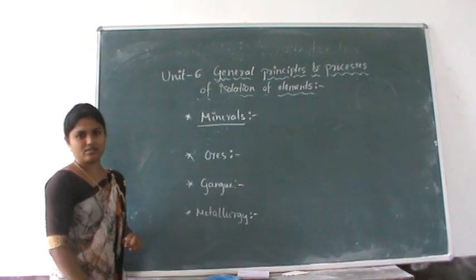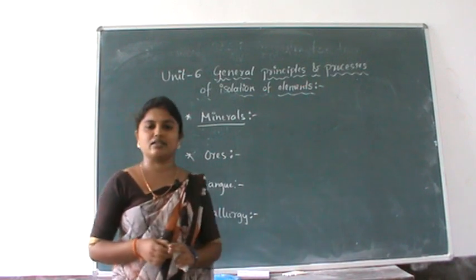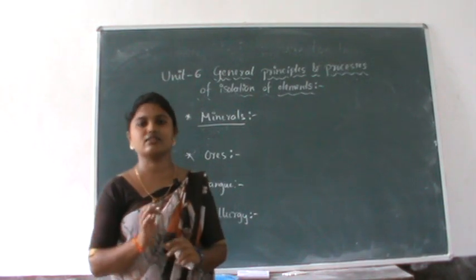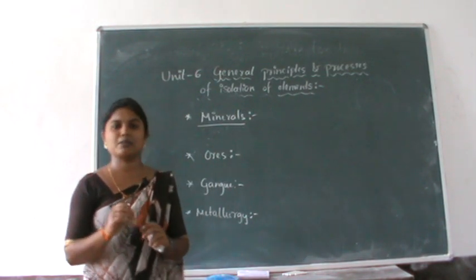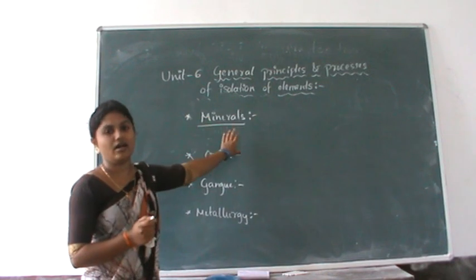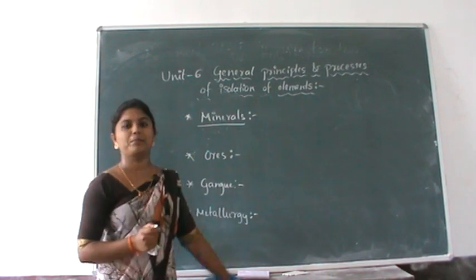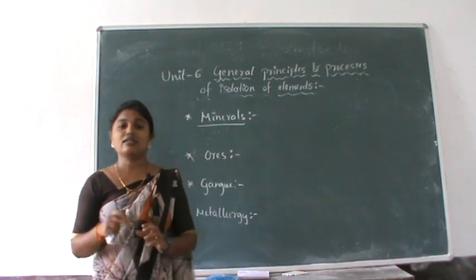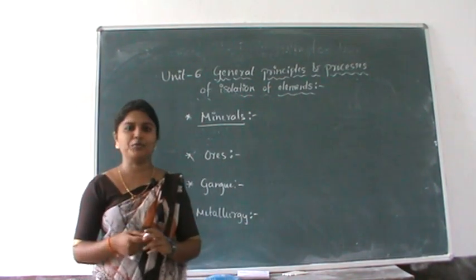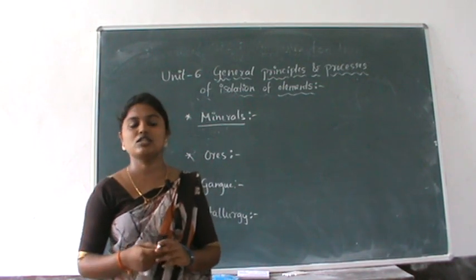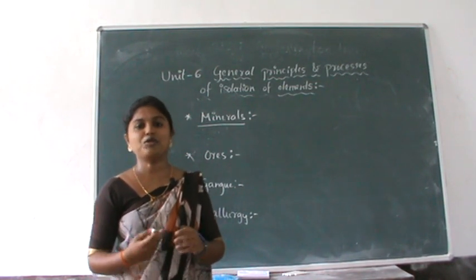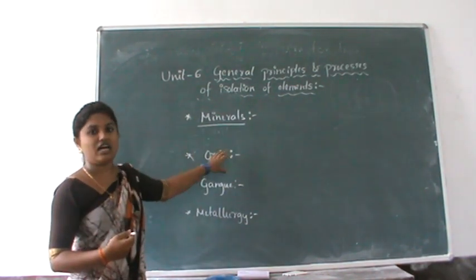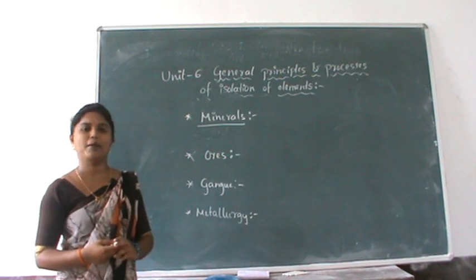What are minerals? Metals are found in the earth crust. Where will we find the metals? Metals are found in the earth crust in the form of minerals. Those minerals may contain so many impurities. So what we have to do is purify the minerals, and lastly we can get the purified metal.